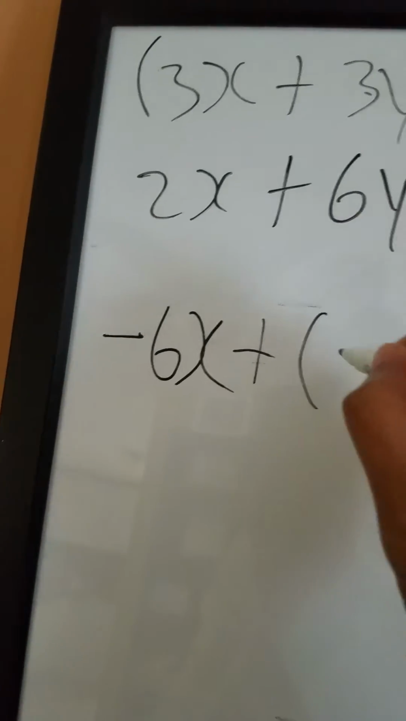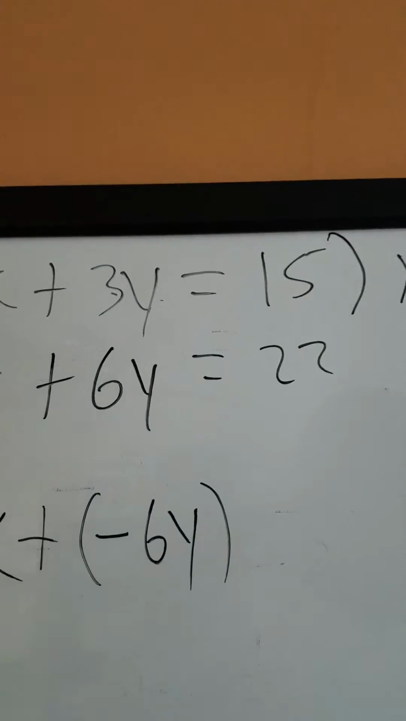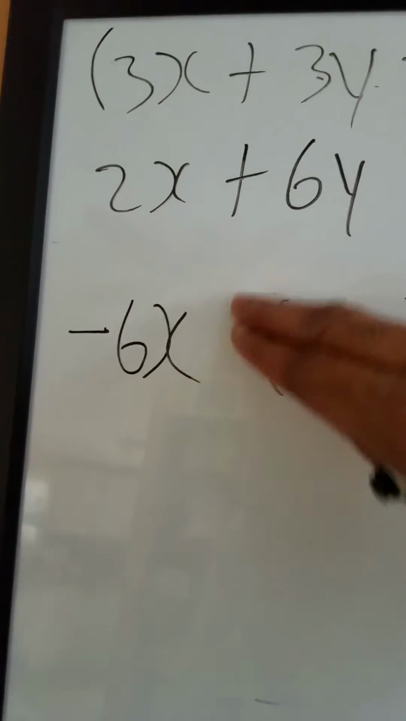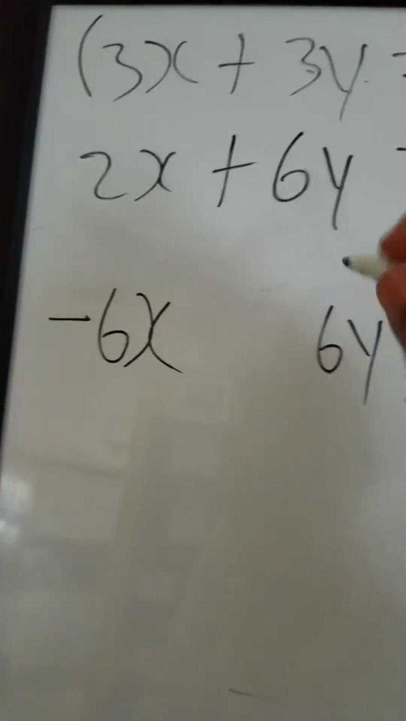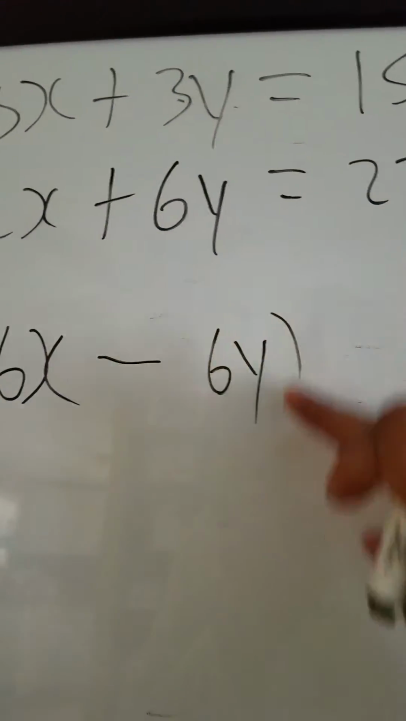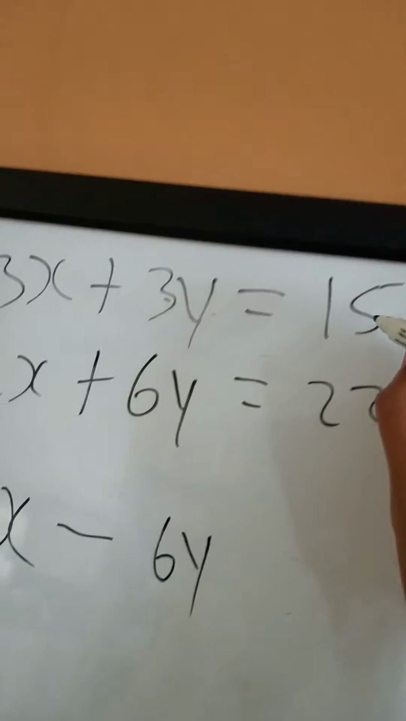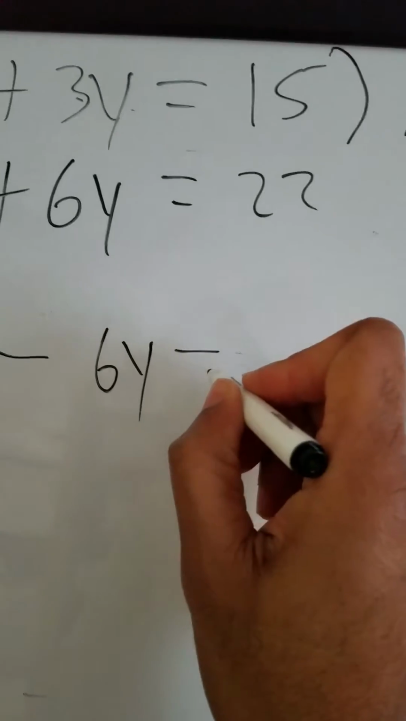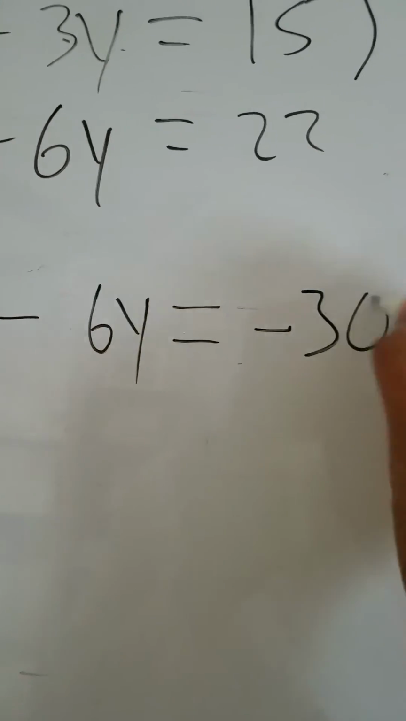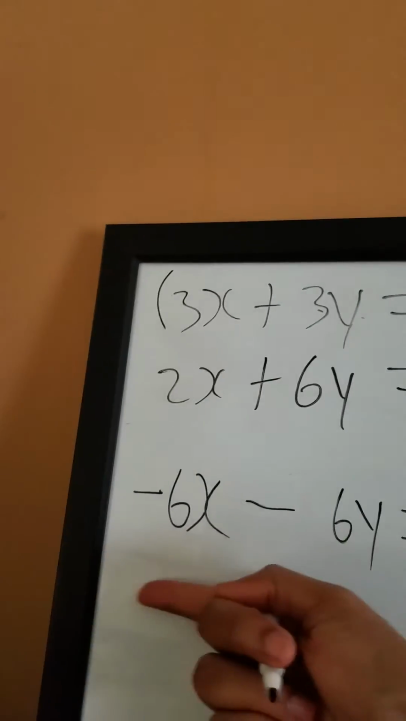Now you could put your negative 6y in parentheses, or if you're comfortable with working with your signs, then you could go ahead and just take out that plus sign and replace it with the negative sign. Then our final step is to take the negative 2 and distribute it to that positive 15. Let's put our equal sign in. Negative 2 times a positive 15 will give us a negative 30. Remember, negative times positive will always give us a negative. And this is our new equation.